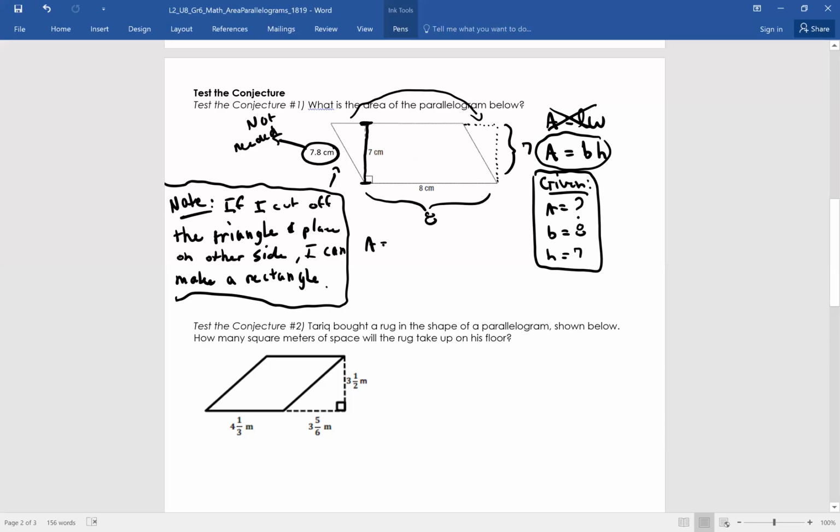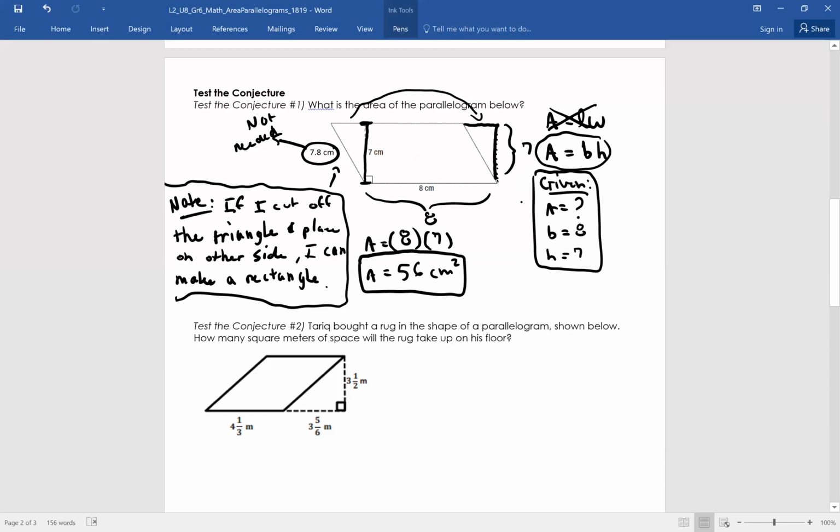So A is equal to, my base is 8, my height is 7. So A is equal to 56 centimeters squared. Did our conjecture prove to be true? Yes, because if I simply put this other part here and I measure it as the length times its width, it'll still be 7 times 8, which is 56.